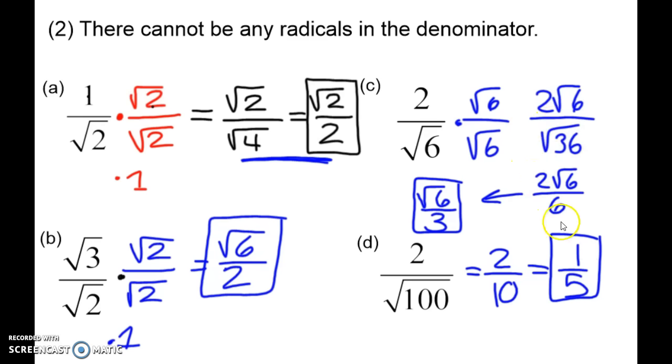Like any fraction, we're going to want to simplify this. So this is kind of like 2x over 6, for example. When I simplify that, the 2 and the 6 are going to become 1 and 3, and so my final answer is square root of 6 over 3.